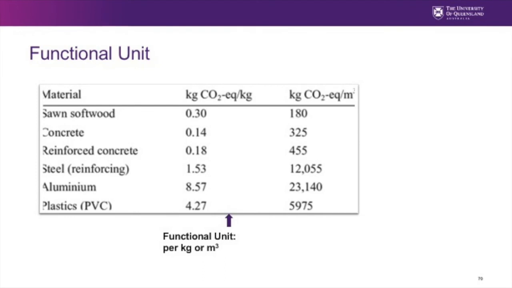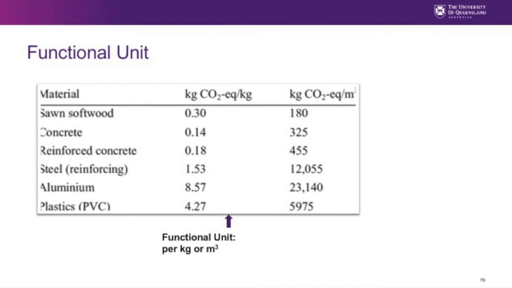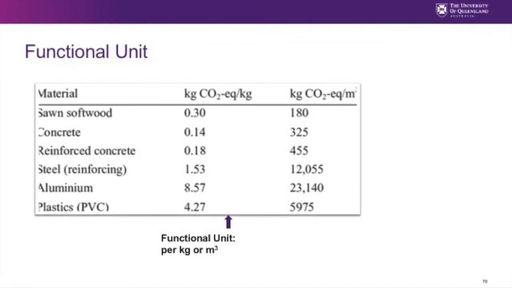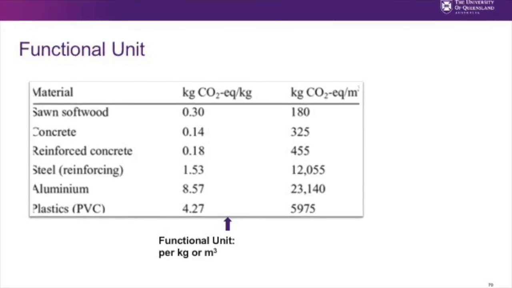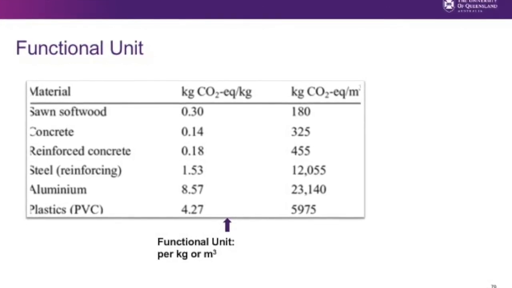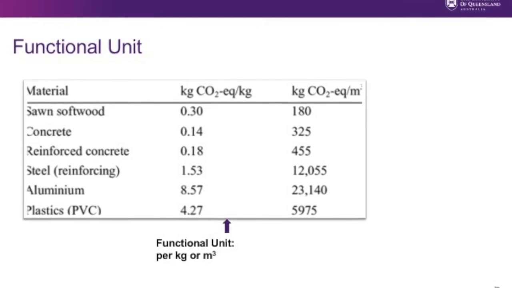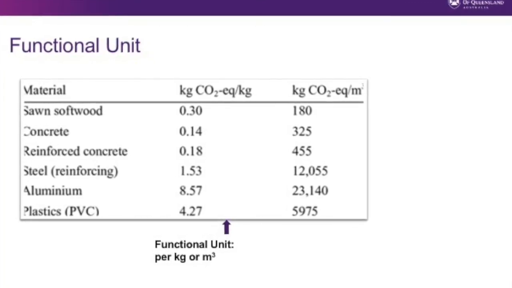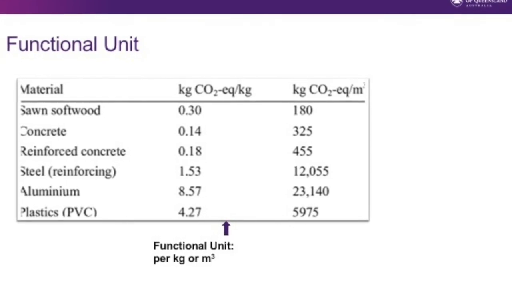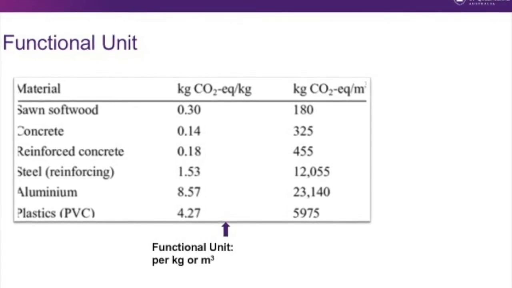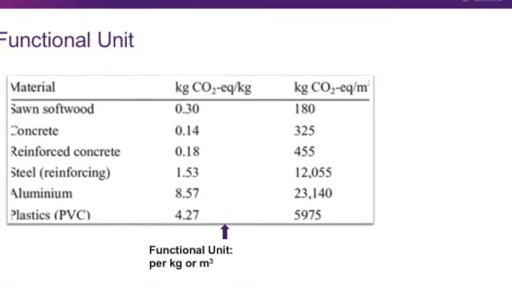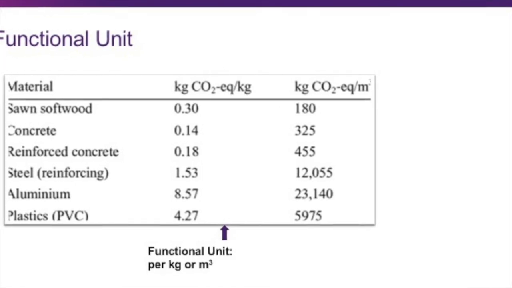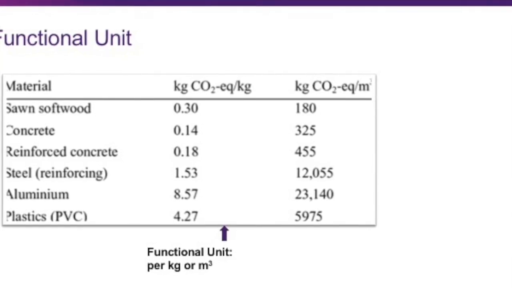So when we're talking about CO2 emissions and global warming in terms of materials, we can also find the amount of CO2 that is being emitted due to the production of certain materials, and the functional unit in this case can be per kilogram or per cubic meter. We can use these tables for assessing what would be the impact of using these materials depending on the amount in a building.